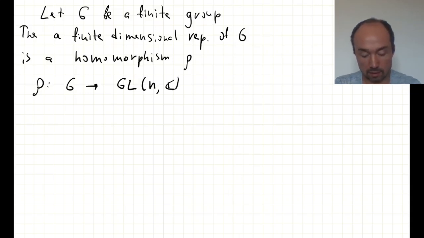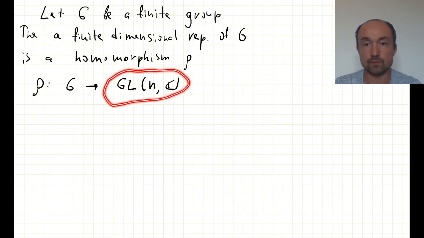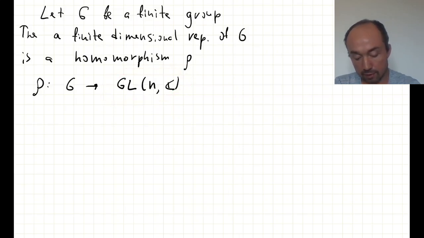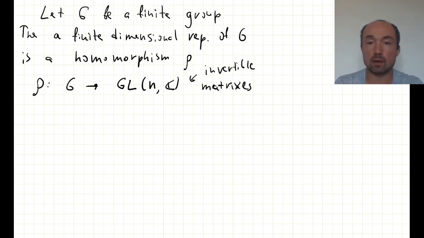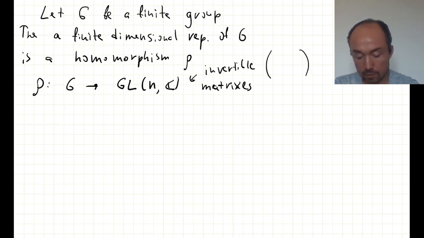So this thing here, GL_n(C), is the general linear group. These are basically invertible matrices of size n by n.